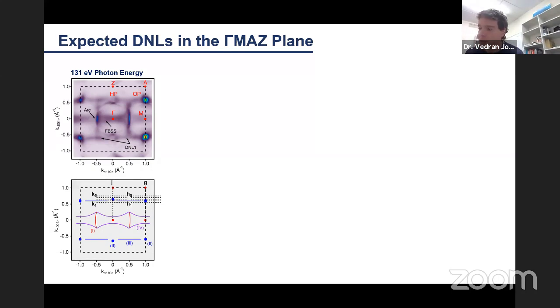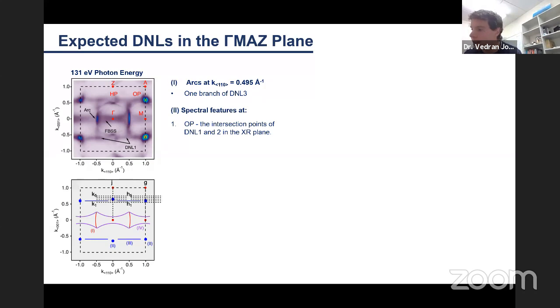First and most importantly, we observe these convex structures halfway between Γ and M. These represent one branch of the Dirac crossing that forms the unexpected third Dirac nodal line, and I'll show you this later. Second, we find intense spectral features labeled O and P along MA. These are the intersections of Dirac nodal line 1 and 2 in the XR momentum plane. And they are complemented by weaker features H and P along the Γ-Z direction, where the Dirac nodal line 1s cross each other. Third, we find these fuzzy horizontal streaks connecting the OP and HP points, which represent the spin-orbit split residuals of Dirac nodal line 1.